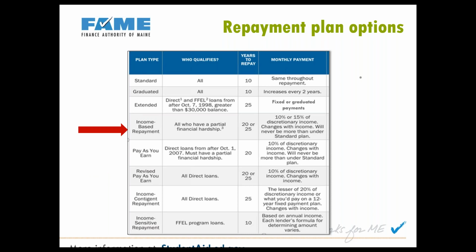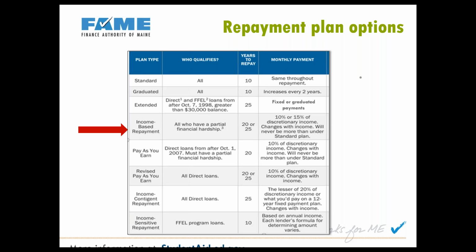The income-based repayment is an option for both direct and FFELP loans, but you must be experiencing some kind of financial hardship. The length of time you have to pay depends on when you borrowed. So if you borrowed after 2014, you could have up to 20 years to repay the loan. But if your loans were made before 2014, you could have 25 years to pay. Your monthly payment is also based on when you borrowed. So it depends on when you took out that loan, what your monthly payment is based on.